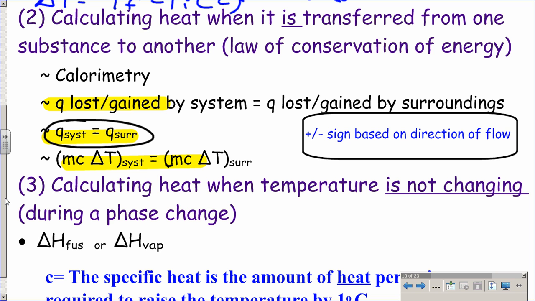Okay, so whenever you have a system and a surrounding, that means that they're going to be allowed to have heat transfer between the two. So one of them is going to lose heat while the other one gains heat, right? You can't lose heat and lose heat because you have to have a conservation of energy.